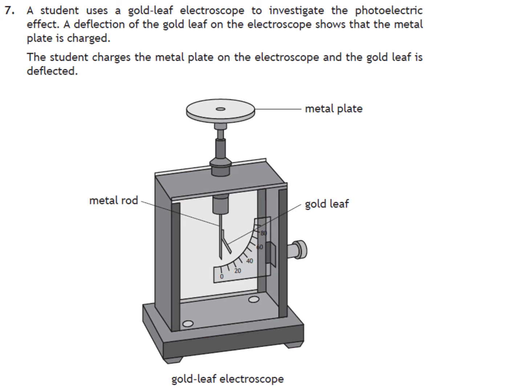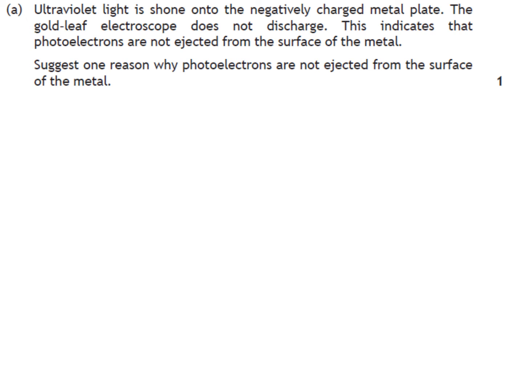So let's look at some calculations first of all. So have a wee read of this question, and then we'll look at how to do some of the questions. And it's a past paper question as usual. So the first question is, ultraviolet light is shone onto the negatively charged metal plate. The gold leaf electroscope does not discharge. This indicates that the photoelectrons are not ejected from the surface of the metal. Suggest one reason why photoelectrons are not ejected from the surface of the metal. And you might sit there thinking, well, surely it should, because we know it definitely works for the ultraviolet light. But can you remember from last lesson that there's a really important thing you have to do with the zinc metal before we do the experiment?